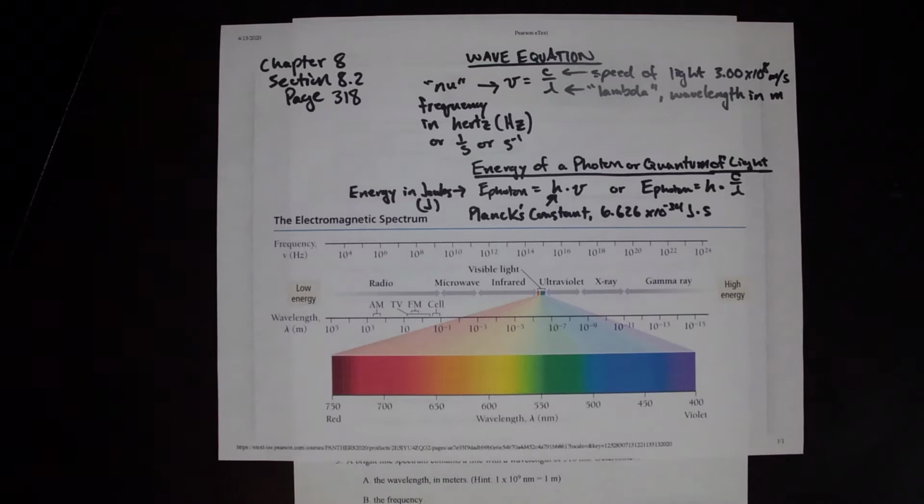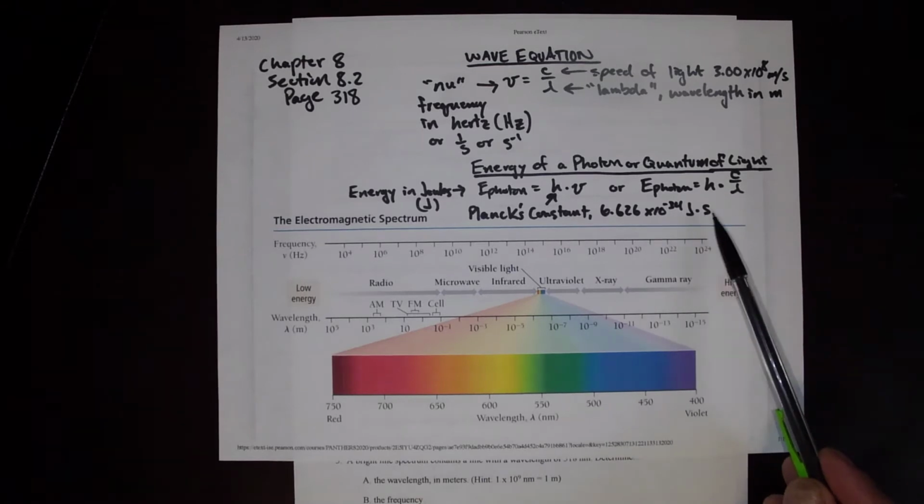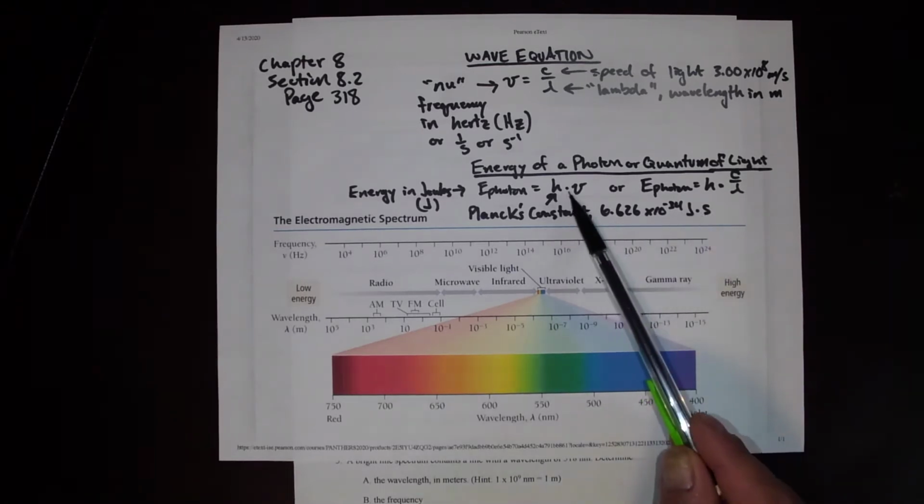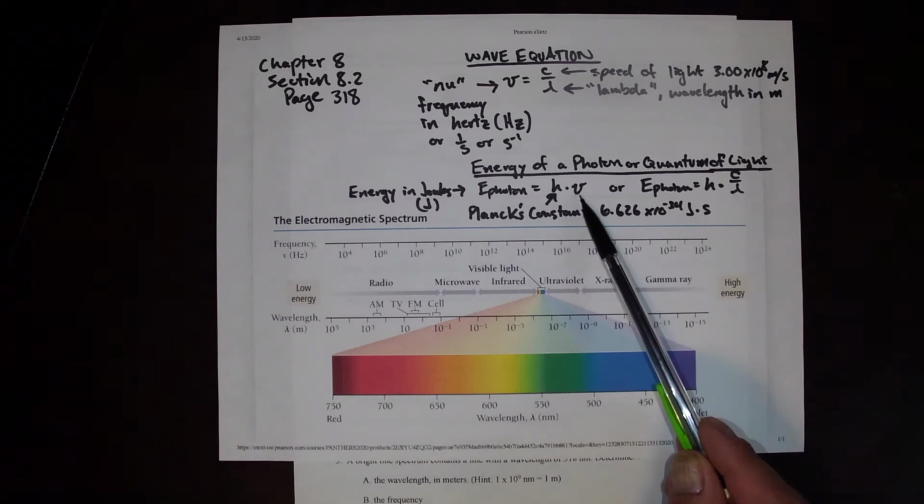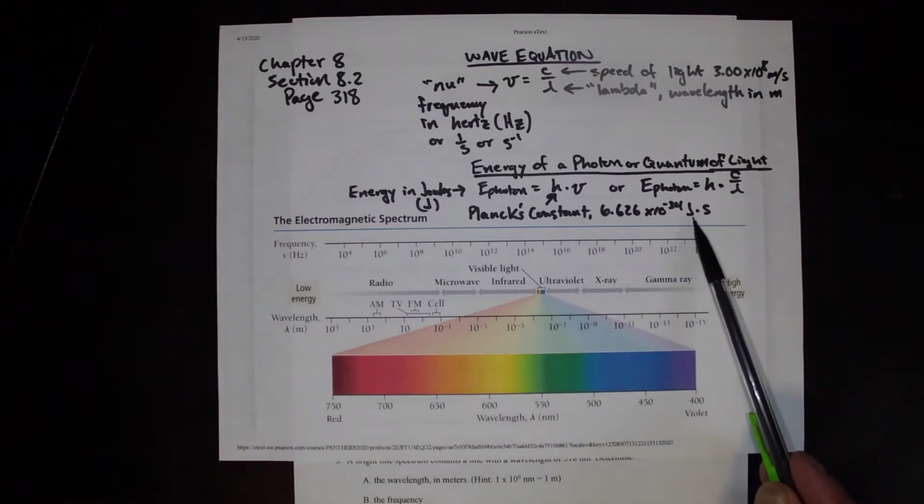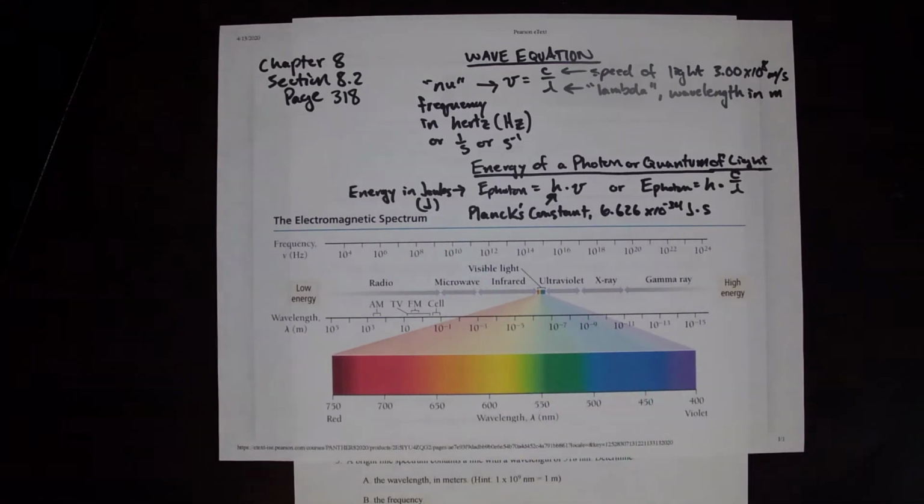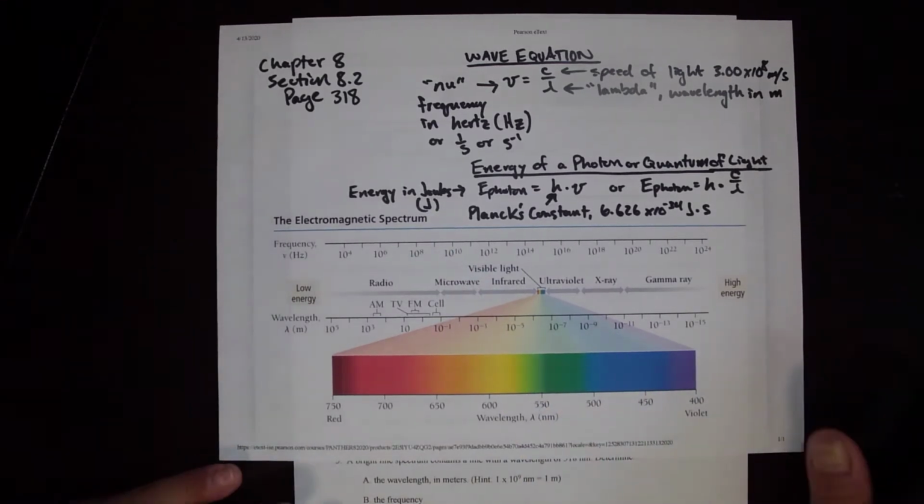Planck's constant is kind of a funky number. It's 6.626 times 10 to the -34 joules times seconds. And so when you have this number multiplied by a number that is 1 over seconds, the seconds is going to cancel out. You're going to be left with joules, which is the units that we use for energy in science. All right, so there you go.